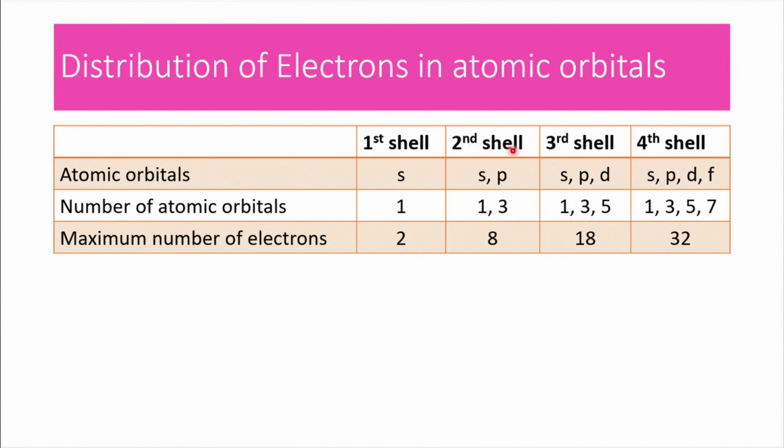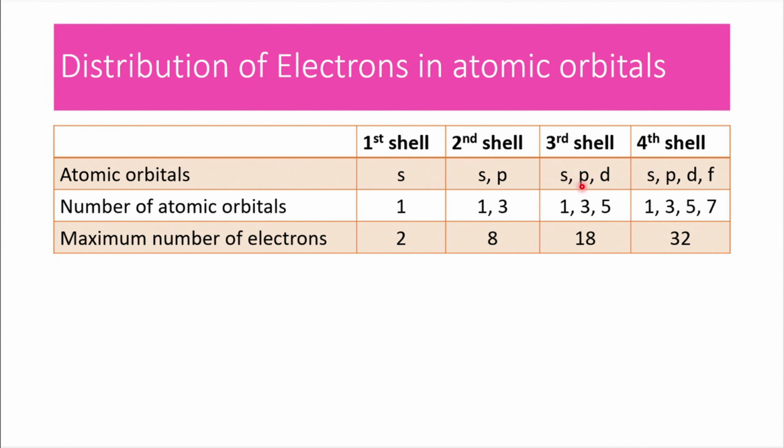And when we go to the second shell, we have s and p orbitals. Here 1 s orbital and 3 p orbitals are there. So, put together, 2 electrons from the s orbital and 6 electrons from the p orbitals lead to a total of 8 electrons in the second shell.